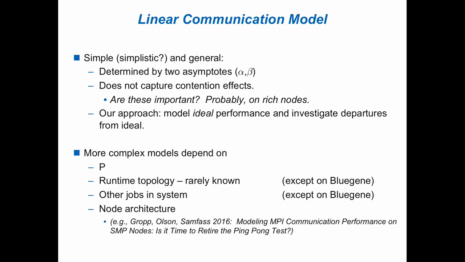Right now, what we do is we model ideal performance, and then we investigate departures from the ideal. More complex models depend on the number of processors and the runtime topology, which is rarely known; your processes are usually scattered around the network, except on BlueJean. It depends on other jobs in the system, except on BlueJean, because there you have convex partitions and nobody else's data traffic is going through your network. And it depends on the node architecture.